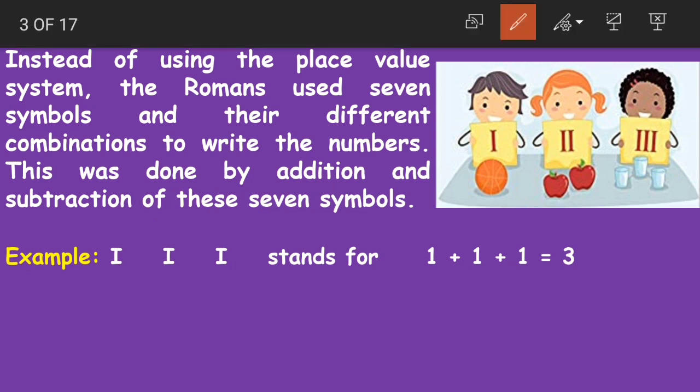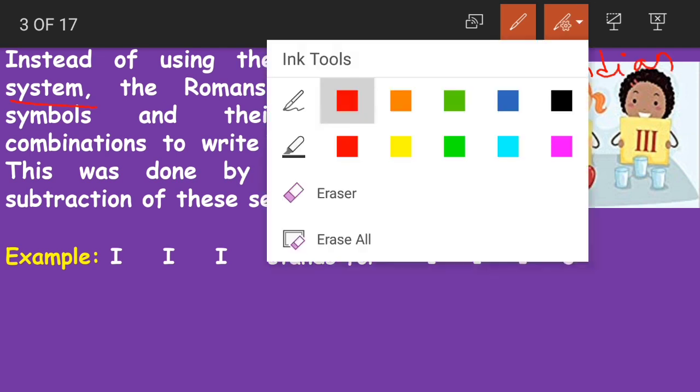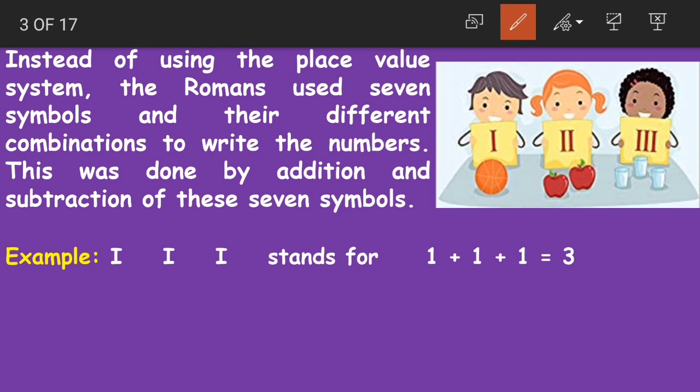Now what are they saying here? Instead of using the place value system, what do we use, children? How do we write numbers? We write numbers using the place value system. And again, how many systems of numeration do we have? We have 2 systems of numeration. One is the Indian system and the other is the international system. Yes, children? So instead of using those systems, what these Romans did is they used these 7 symbols.